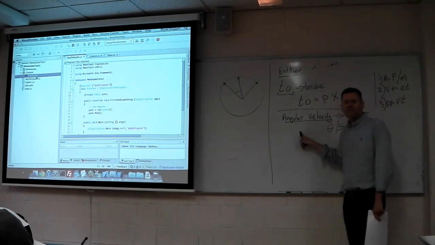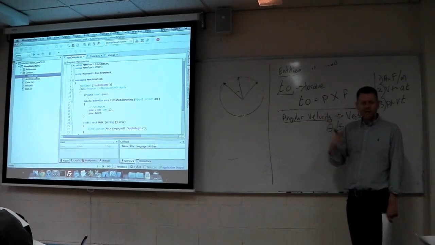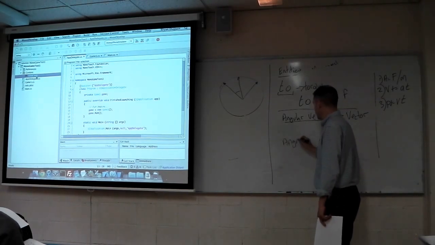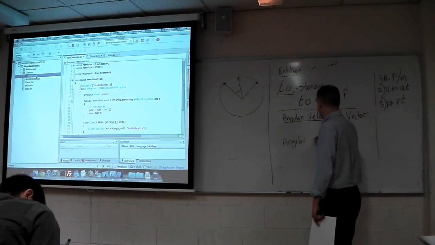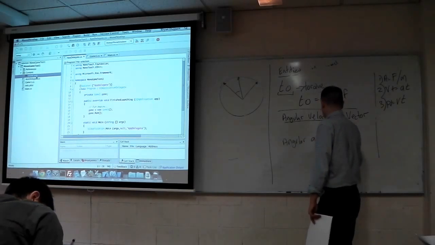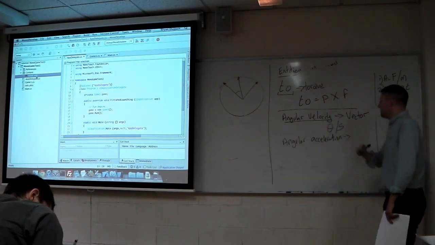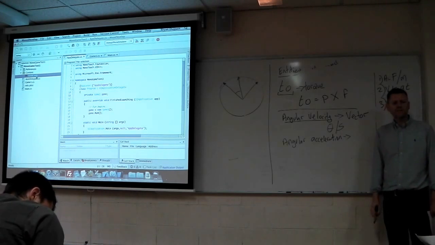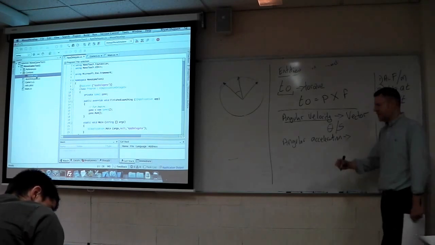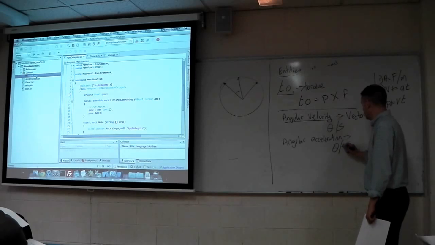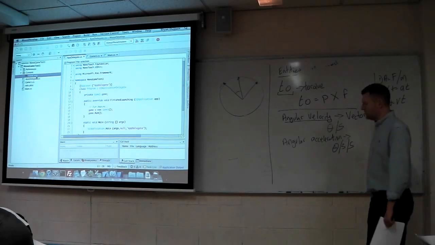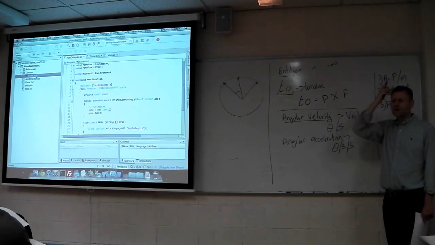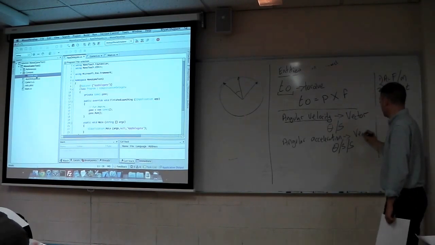Things can be rotating, but the rotation can be increasing in speed or decreasing in speed. So because of that, we also need to keep track of another one here called angular acceleration. Unit of measurement for angular acceleration. What do you think? Radians per second squared, right? So it's the rate of change in angular velocity. Again, vector, scalar, what would you think? It's a vector, so it's another vector quantity.